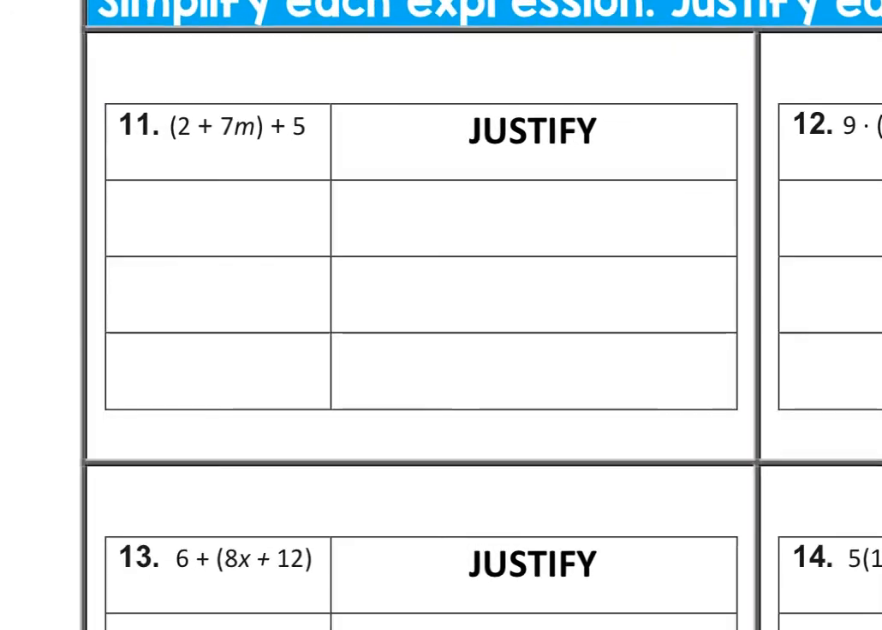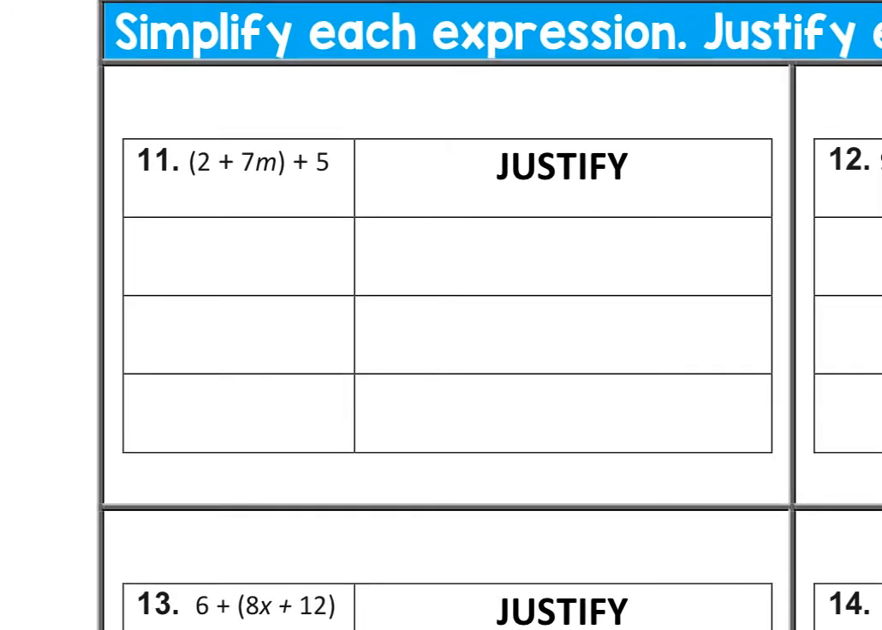Now for the next 8 expressions, you have to simplify the expression as well as justify the expression for each step. So I'm going to go over 11, and then the rest are your responsibility. So if we look at the expression for problem 11, we have 2 plus 7m in parentheses, and then outside of the parentheses, we're adding 5 to that.